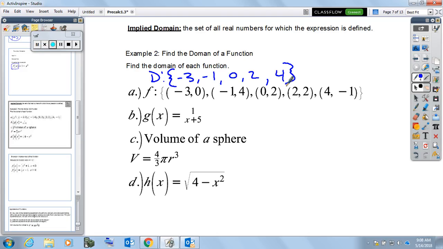Well, what about part B? There's supposed to be a fraction bar over there. But for part B, it's 1 over x plus 5.